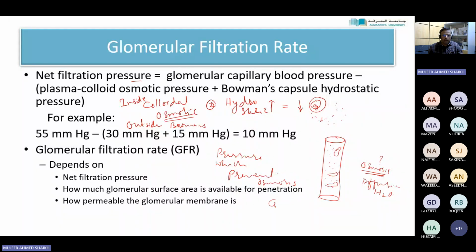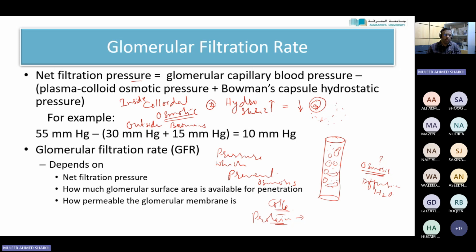Now, why is it called colloid? Because this osmotic pressure is mainly because of the protein. These proteins will hold the water with them. This is why it is called colloid osmotic pressure, a holding pressure, the pressure which is holding water with it.